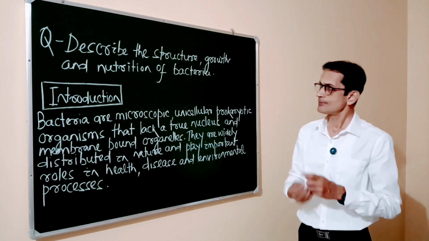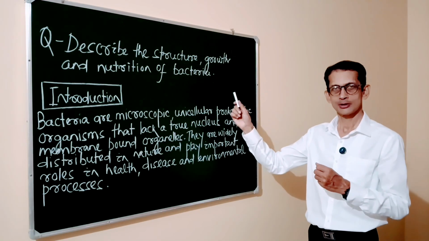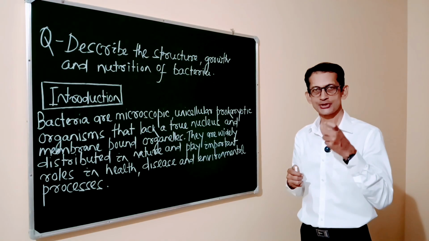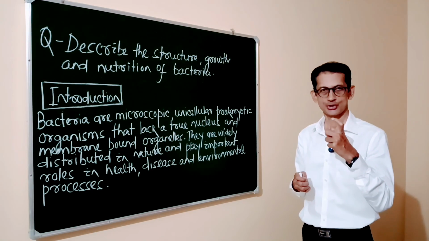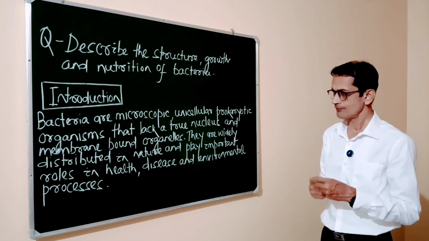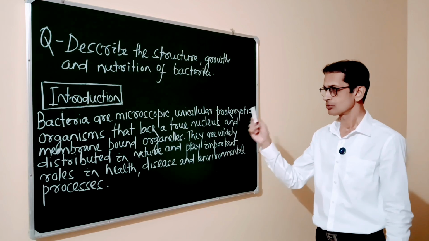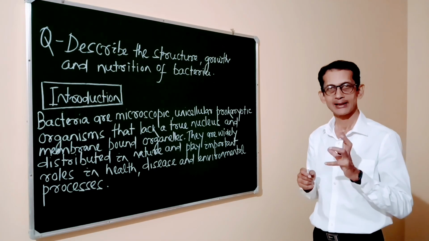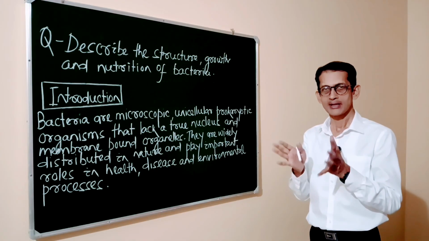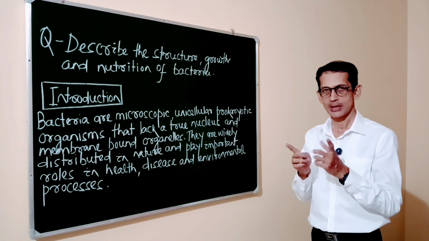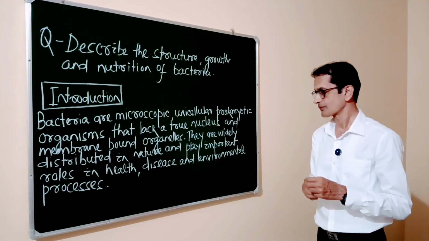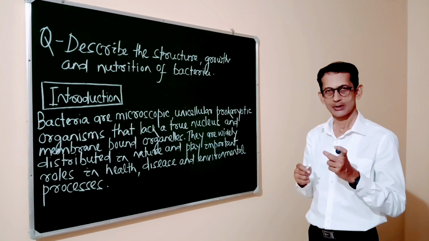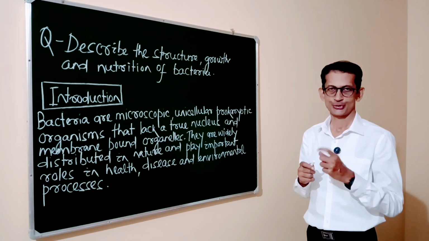So come back to our lesson. The question is: describe the structure, growth and nutrition of bacteria. As I said earlier, for essay type questions, you have to start the answer with an introduction. Write the introduction like: bacteria are microscopic unicellular prokaryotic organisms that lack a true nucleus and membrane bound organelles. You know what membrane bound organelles are? They remain in a particular compartment and perform their individual functions. But that is not there in case of bacteria. They are widely distributed in nature and play important roles in health, disease, and environmental processes.